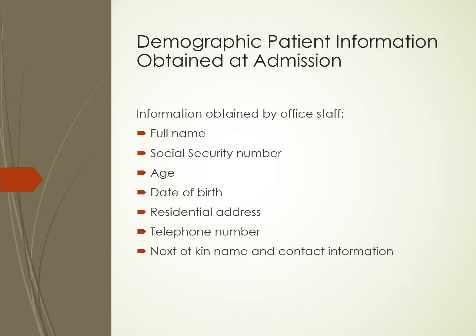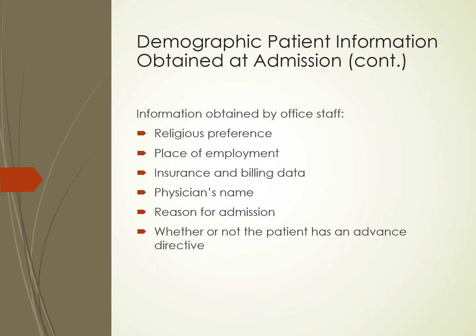This is just all the demographic patient info that's obtained at admission. And it's obtained by office staff: the full name, social security number, age, date of birth, residential address, telephone number, and next of kin name and contact. The office staff also obtains info regarding religious preference, their place of employment, insurance, physician's name, the reason why they're admitted, and whether or not they have an advance directive or a living will.